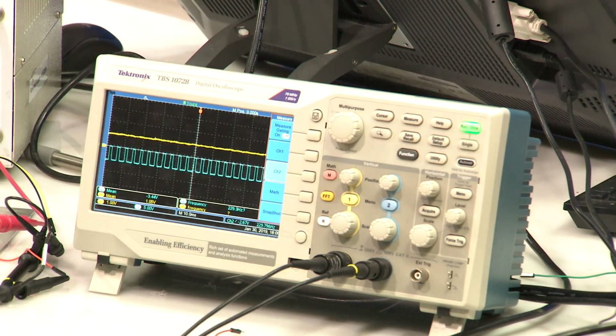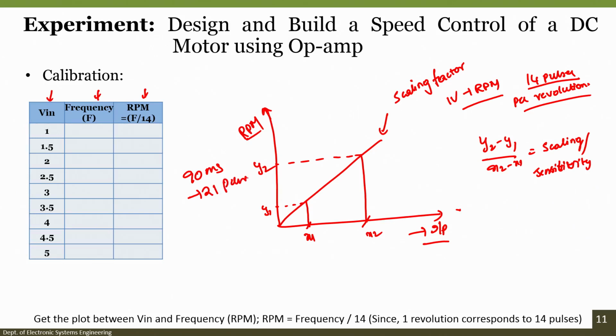So that means for 90 milliseconds we are getting 21 pulses, which means that if I want to calculate per minute, it will be 60 into 21 divided by 90 millisecond, which will be 1400 pulses.